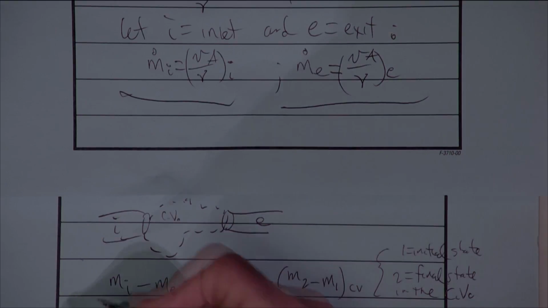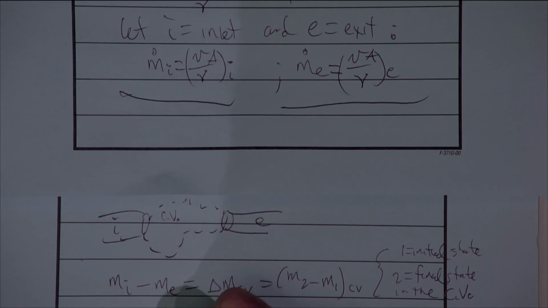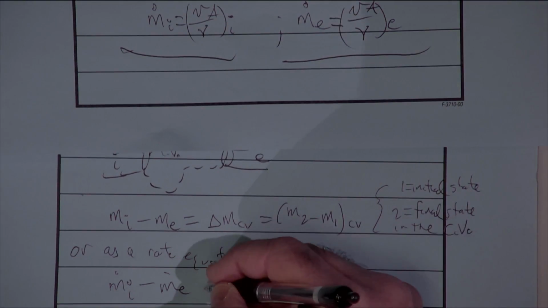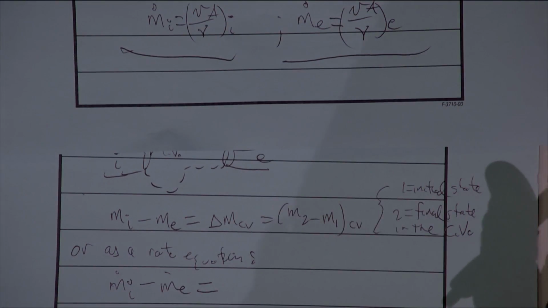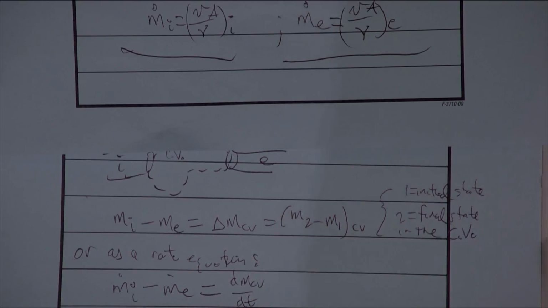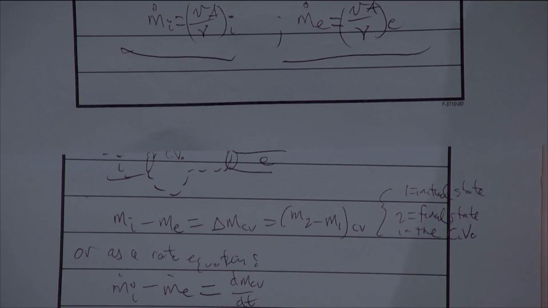All right. We can also write this as a rate equation. Written as a rate equation, we would just say that the difference between the rate that the fluid goes in less the rate that the fluid goes out would be the rate that the mass changes within the control volume, or if you will, just dm/dt for the control volume. Both of these are going to be useful for different types of problems.